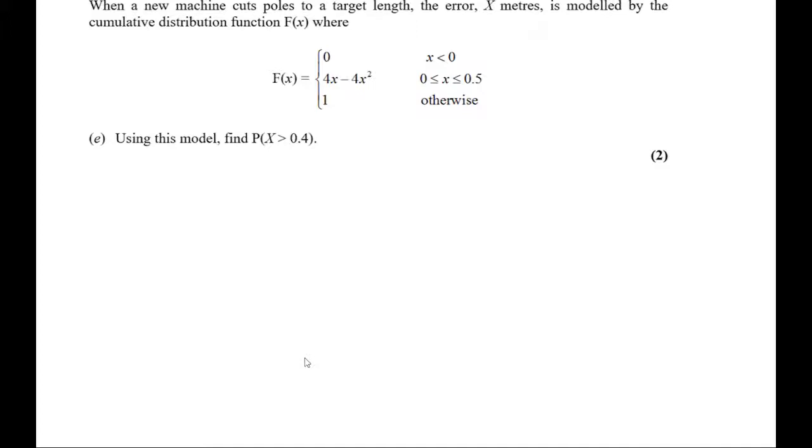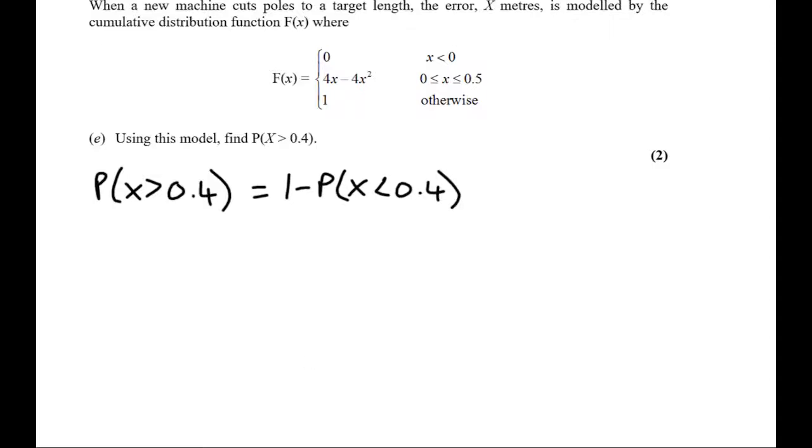Moving on to the next part of the question, we're told that a new machine cuts poles to a target length. The error, x meters, is modelled by the cumulative distribution function as shown below. Use this model to find the probability that X is greater than 0.4. Okay, continuous random variables will not give us greater than probabilities. They are only useful to find less than probabilities. So we'll need to do a 1 minus with the stated value. So we need to substitute 0.4 into this function and then do 1 minus that result to get our answer.